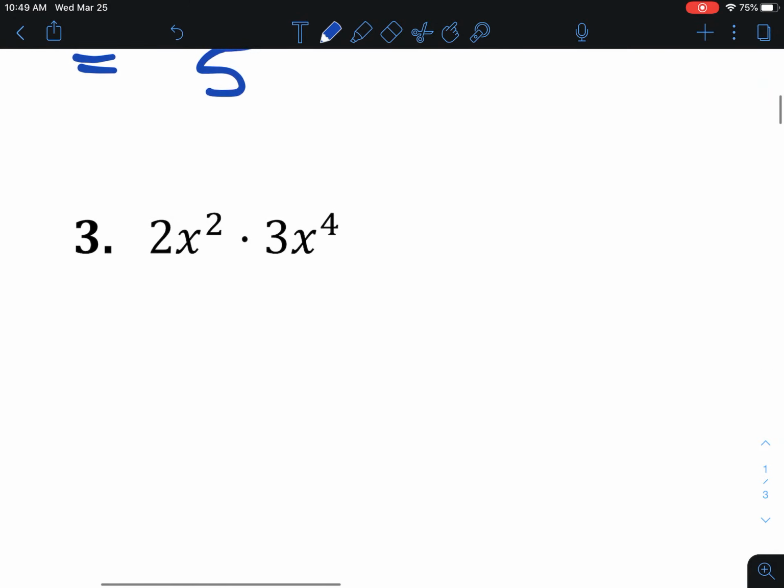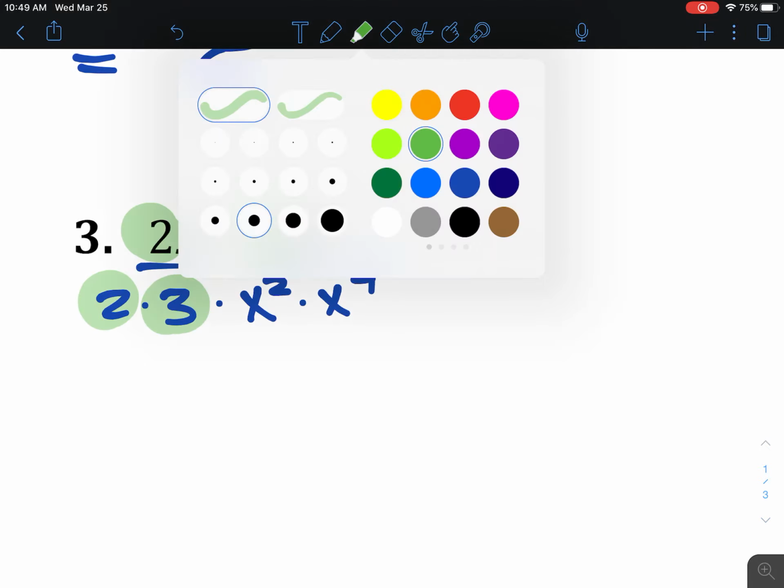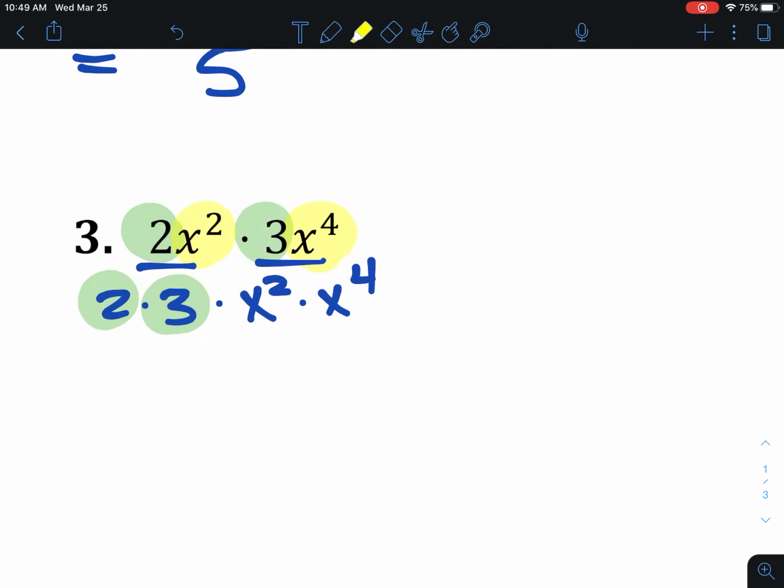For the next one here, a little more complicated. We've got some numbers and some powers of x. What I usually do here is think of this or rewrite it using the commutative property first. So I'm going to take the 2 and the 3 and put those two together, and the x squared and the x to the 4th on the end. So what I've done is rearrange these. You can always do this with multiplication or addition because any order is going to make the same answer because of the commutative property.